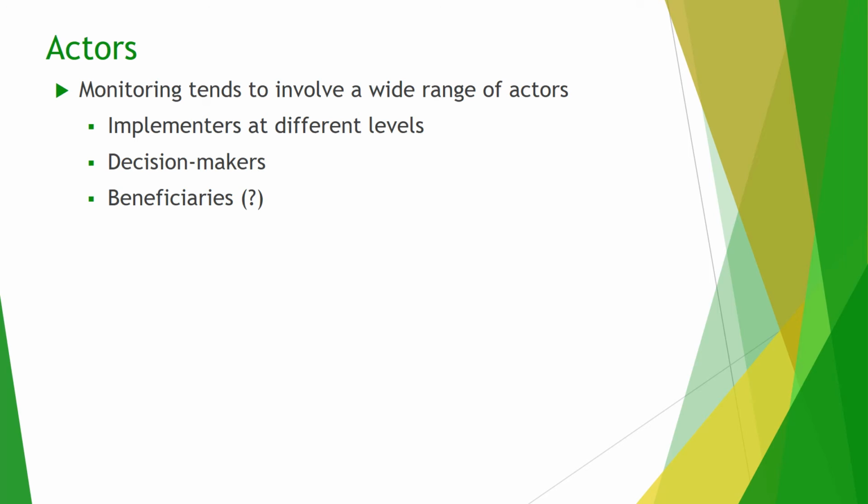There are many different actors involved in monitoring and evaluation. We have, of course, those who implement at different levels. School principals implement, district education officers implement, curriculum officers implement, and so on and so forth. We have the decision makers, the chief education officers, permanent secretaries, ministers, and so on. We have possibly, not always, but the beneficiaries. We may want teachers as beneficiaries of the education administration, parents, students, maybe employers. We may want to check with them on their satisfaction with the education system.